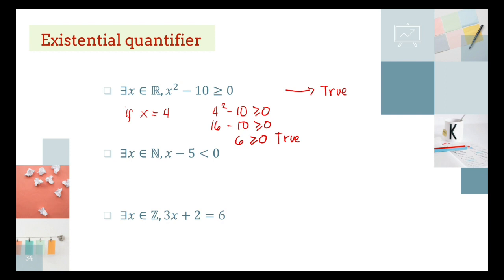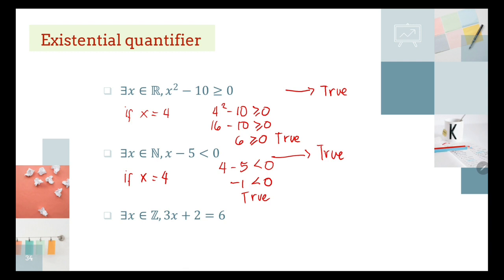Next, there exists an x element of natural numbers, so 1, 2, 3, 4, 5, 6, 7, 8, 9, 10, that would give x minus 5 less than 0. So let's say your x is also 4, so that would be 4 minus 5 less than 0. That's negative 1 less than 0, which is true. Then again, I was able to find one value element of natural numbers that would make the statement true. So this is a true statement.